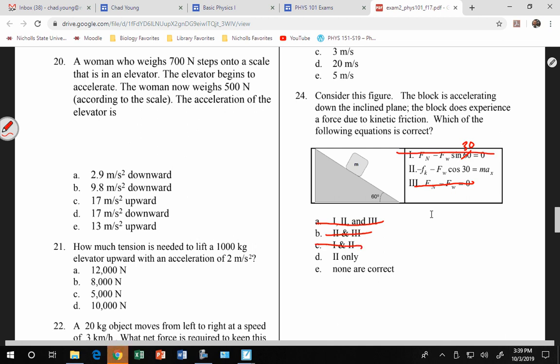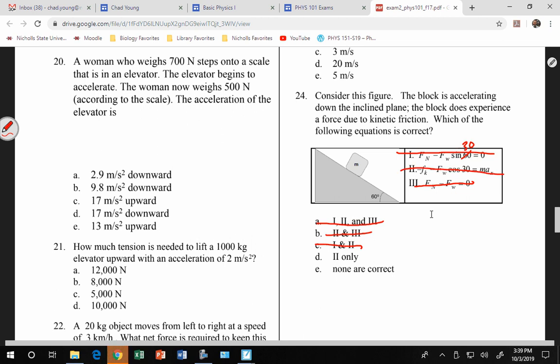Now is this other one right? Minus Fk minus Fw cosine 30. What do y'all think? Is that right? Why is it not right? They're in the same direction. Very good. So that one, man, y'all are awesome. So that one's not right either.